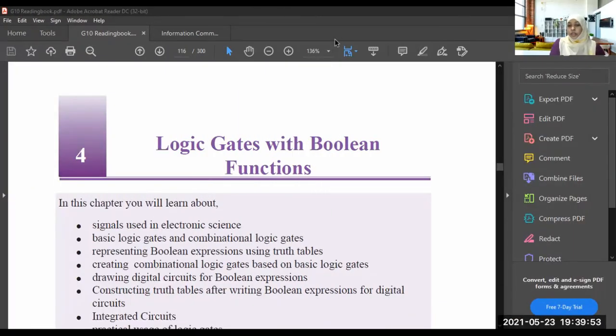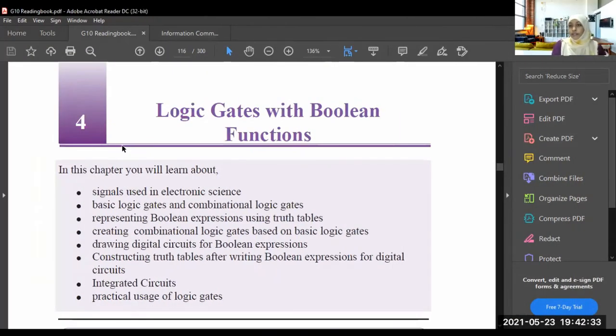So hi everyone, logic gates with Boolean functions. What are logic gates? What are Boolean functions? We will learn it, right?